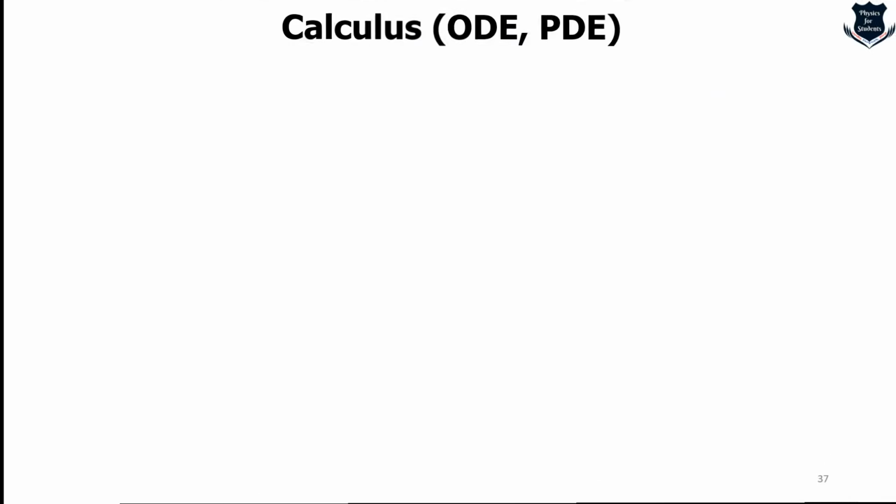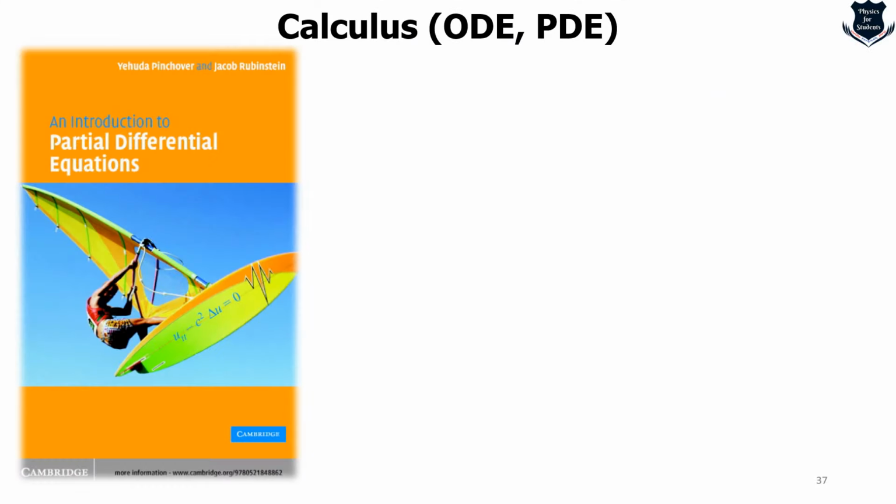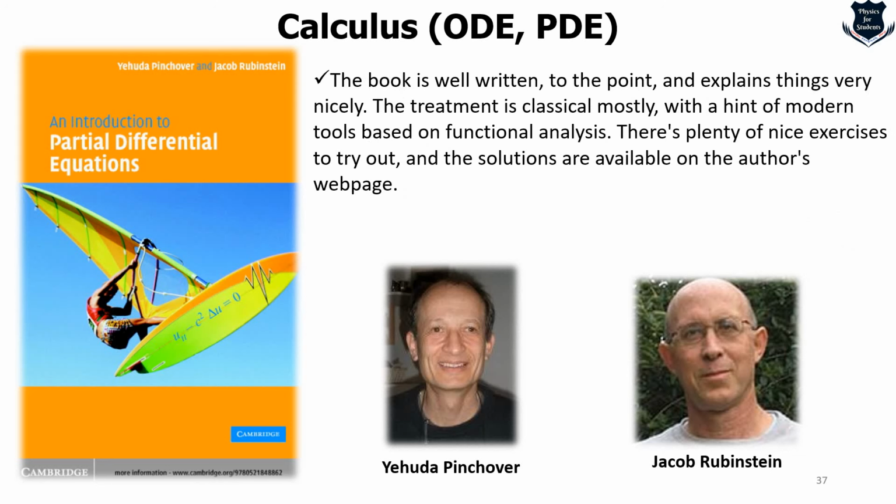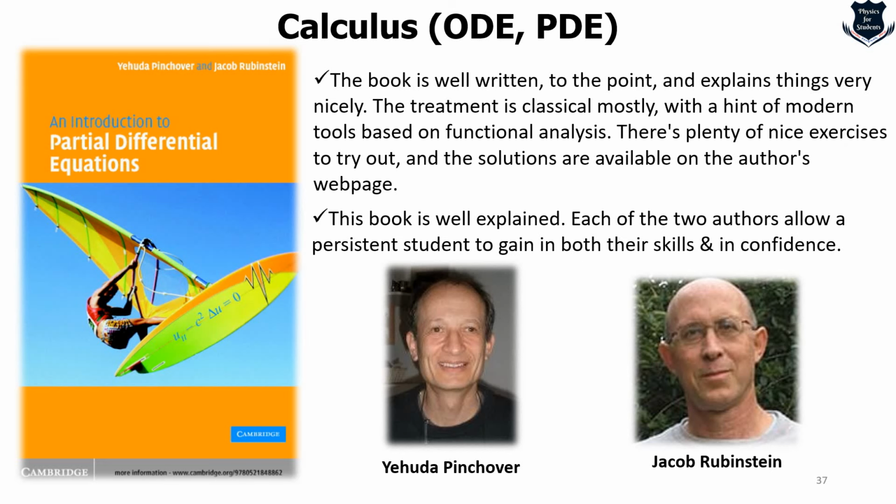The next book is equally exciting. This book is written by two authors, Yehuda Pinchover and Jacob Rubinstein. I don't know whether you're aware of Yehuda Pinchover. He's a great mathematician. Now, these are the two photographs I have taken. So overall, what I can say is that this book is very much to the point. There is a huge number of nice exercises, and you can go to the authors' web page also to check it out. This book is well explained, and the two authors allow a persistent student to gain in both their skills and confidence. Why am I saying confidence? Once you read it, you will understand.